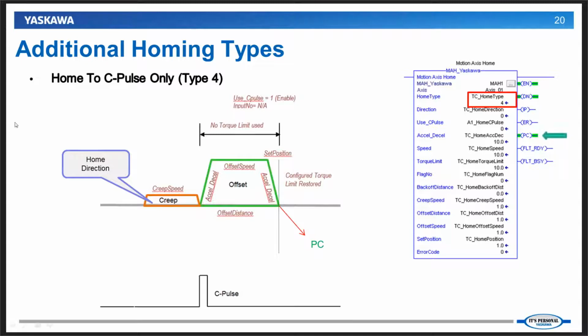The thing to note here is the home direction is basically the direction that the creep occurs. If you enter a positive direction here, the creep would be in positive direction.